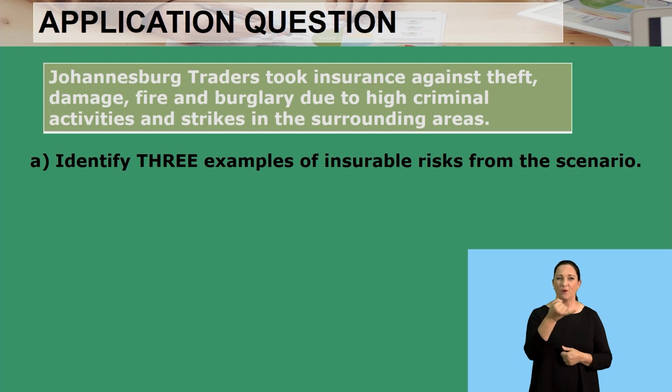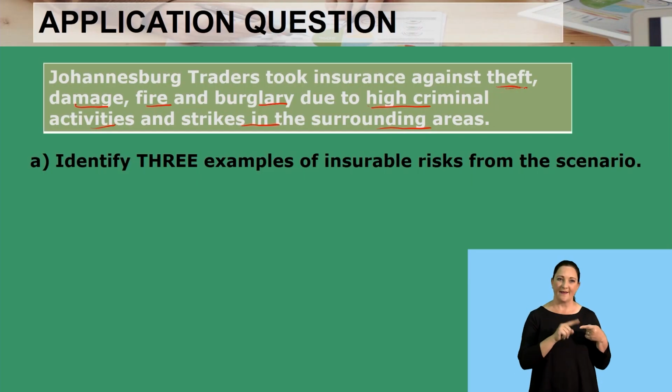Johannesburg traders took insurance against theft, damage, fire, burglary due to high criminal activities and strikes in the surrounding areas, so that they could be protected should any looting occur inside their business. So you're expected to identify 3 examples of insurable risks. What you will see there is that we have theft. Do you think theft can be insured? If yes, you are correct.